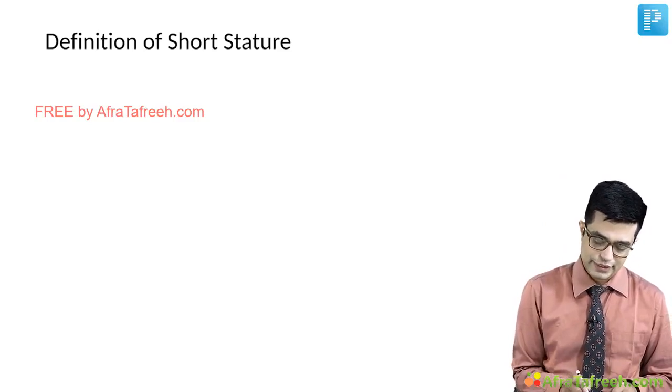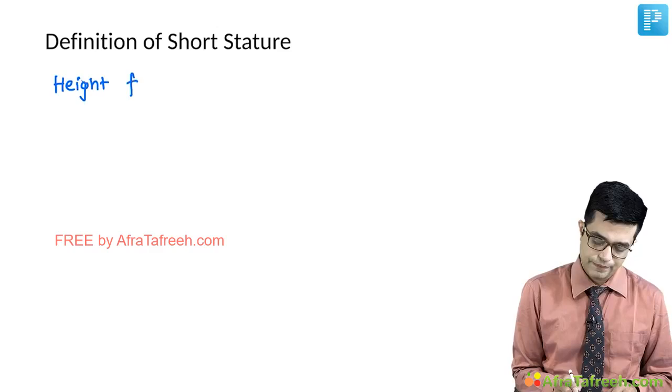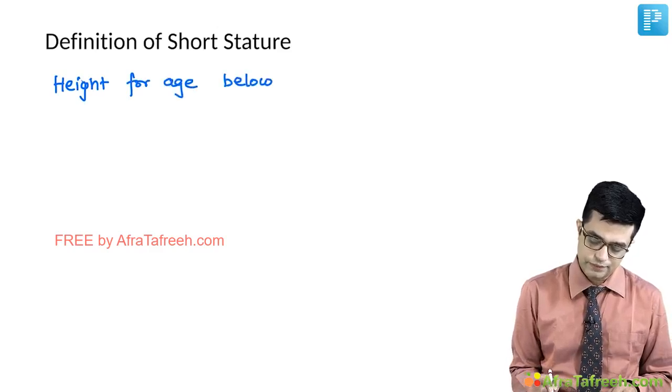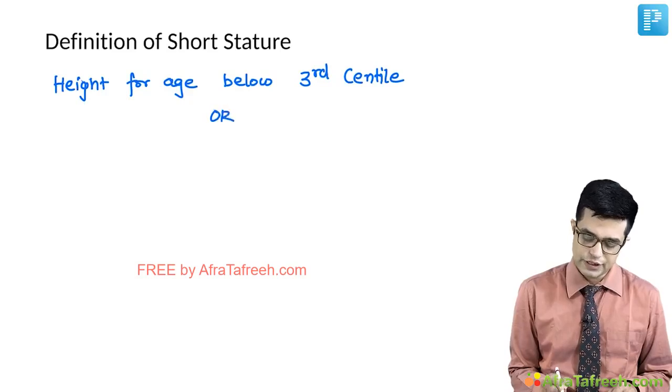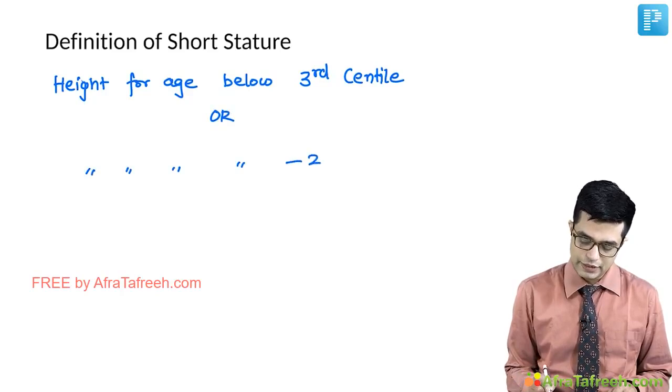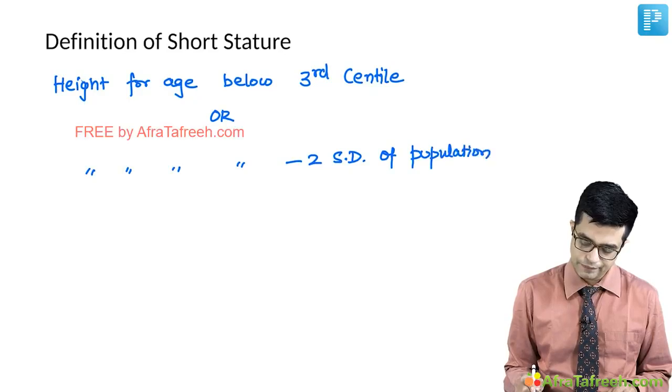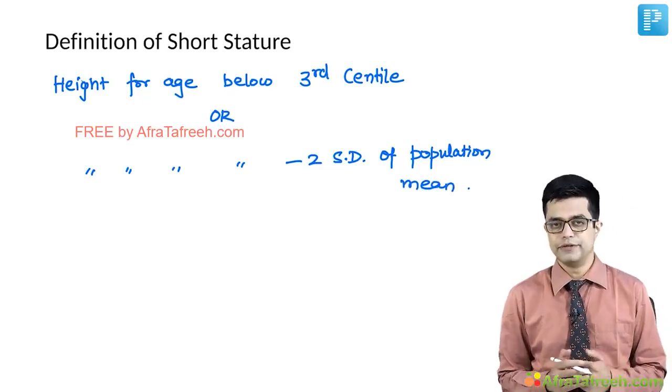So the definition says any child who is having height for age below the third centile is said to have short stature. Or the second definition says height for age in a child below -2 standard deviation of the population mean, then we will call it short stature. Why are there two definitions?